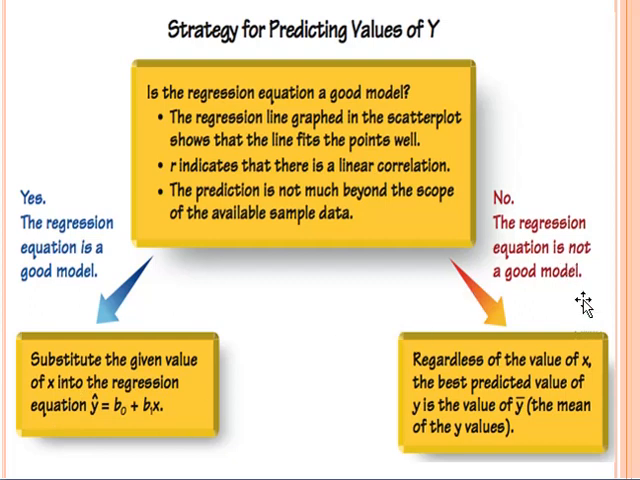On the other hand, if the regression equation is not a good model, right? So if it is not satisfying these conditions, then regardless of the value of x, the best predicted value of y is the value of y bar. So y bar is basically representing the mean value of the total y values.